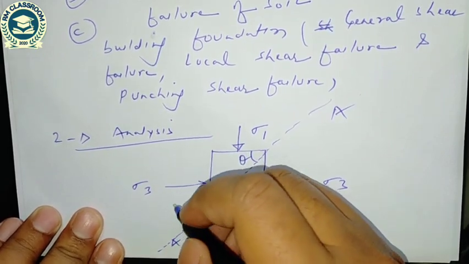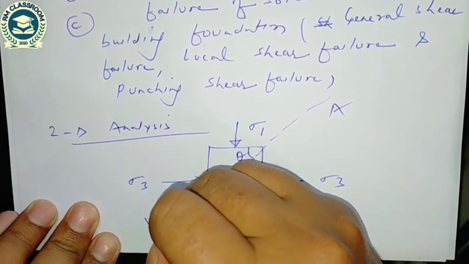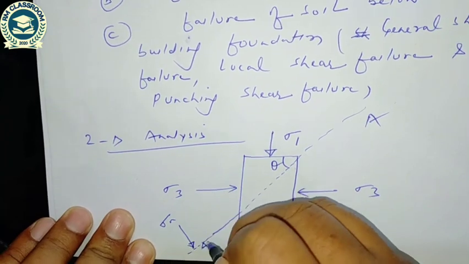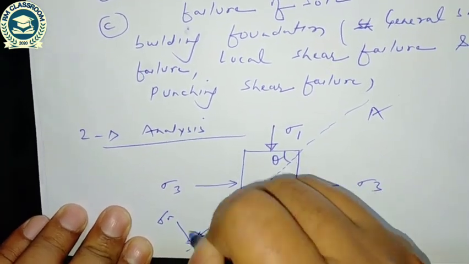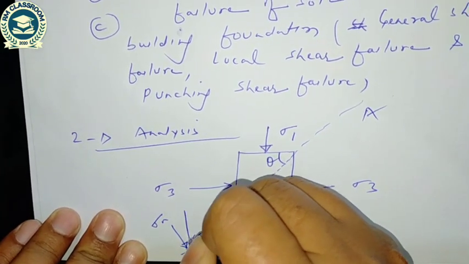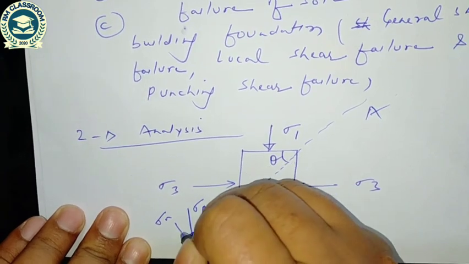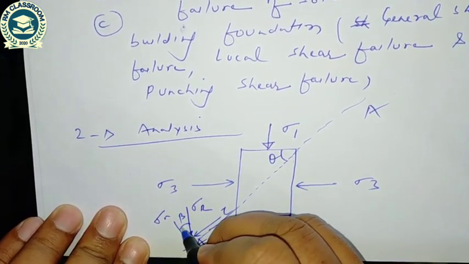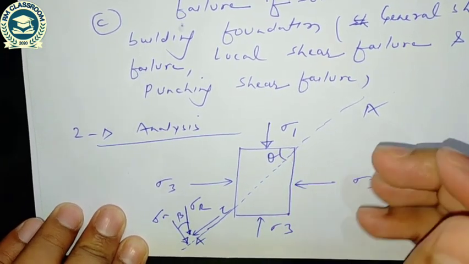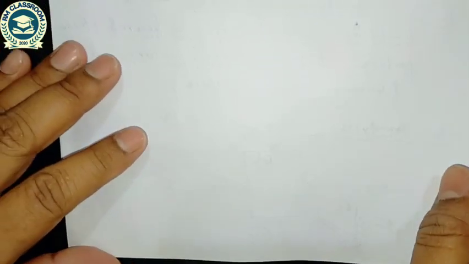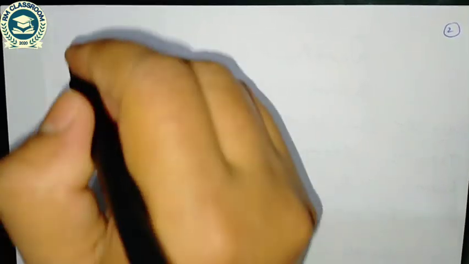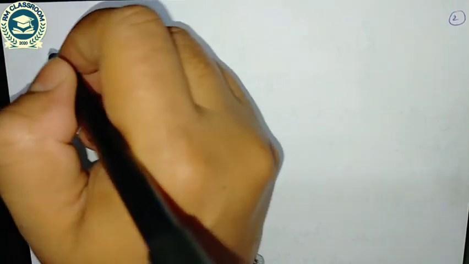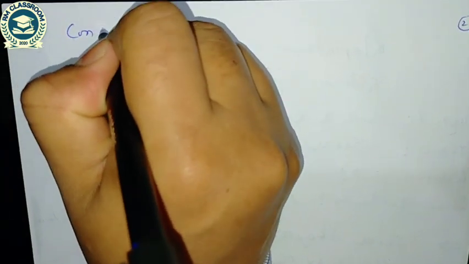On this plane, two stresses act: one is normal stress and the second is shear stress, and a resultant stress acts at an angle of beta with the normal stress, where beta is the angle of obliquity and theta is the failure plane angle. We have already discussed the expressions of normal stress and shear stress in solid mechanics. I am just writing them for a brush up.